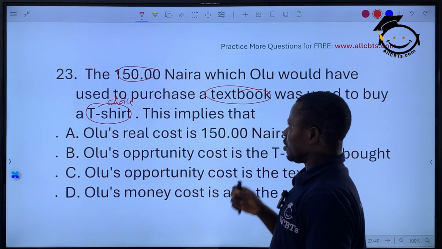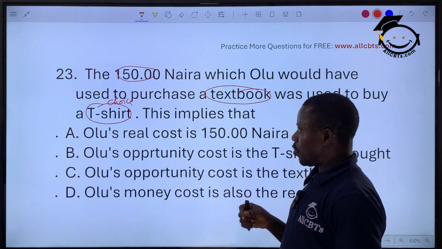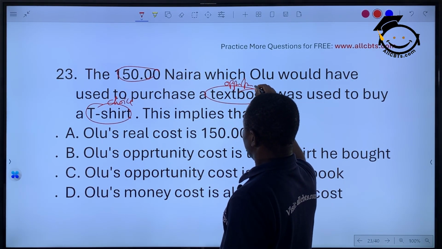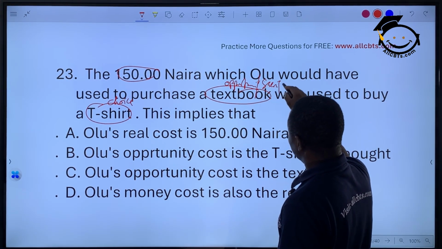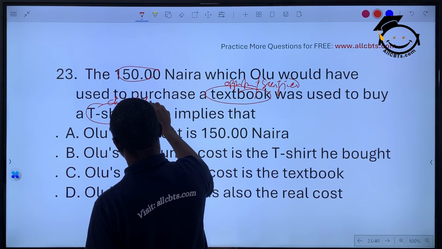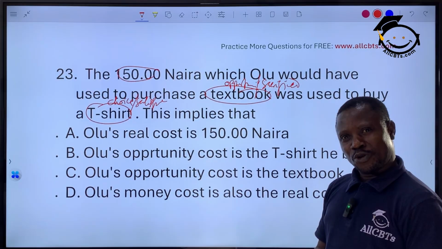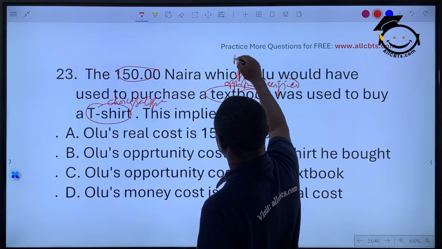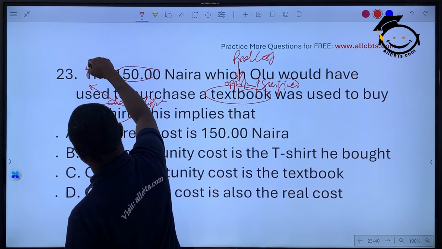What is the foregone alternative? The opportunity foregone by Olu? It is what? The textbook. In other words, what has Olu done? Olu sacrificed the textbook to satisfy what? T-shirts. Are you with me? So, when you go deeper as an economics student, this opportunity cost becomes what? The real cost. While this choice becomes what? The money cost.